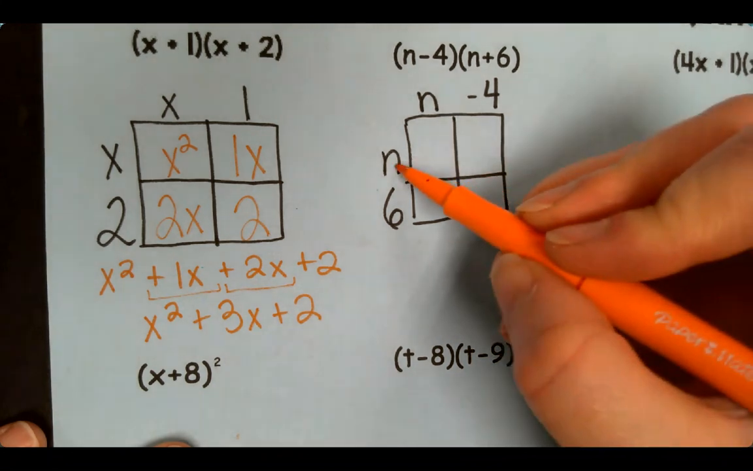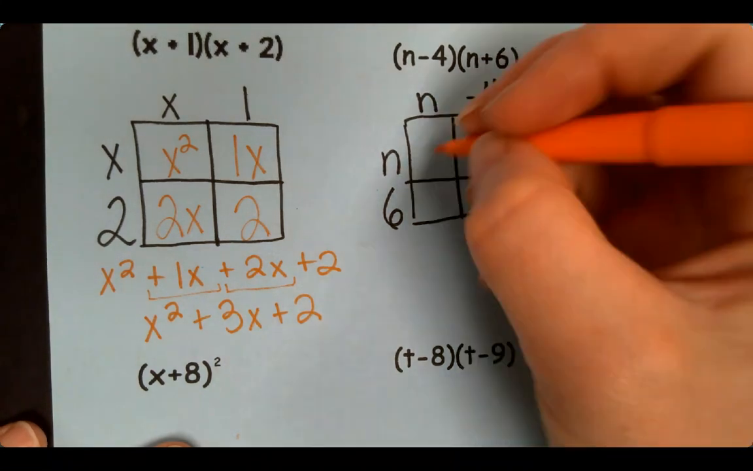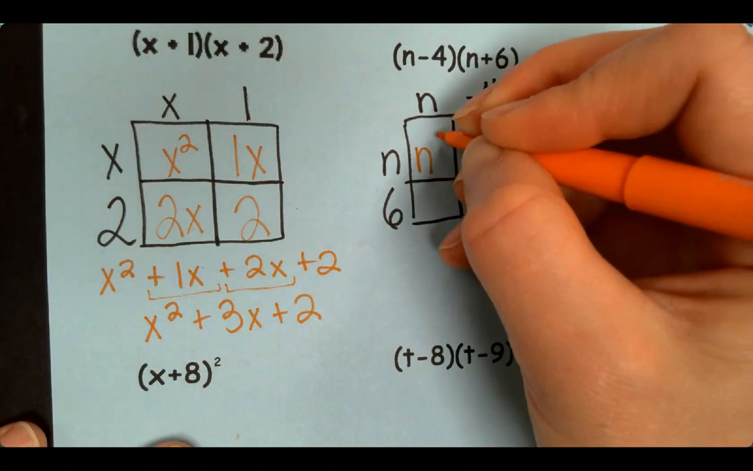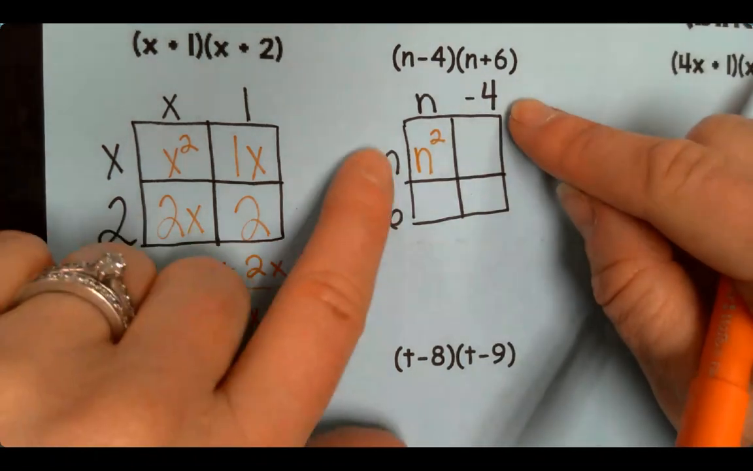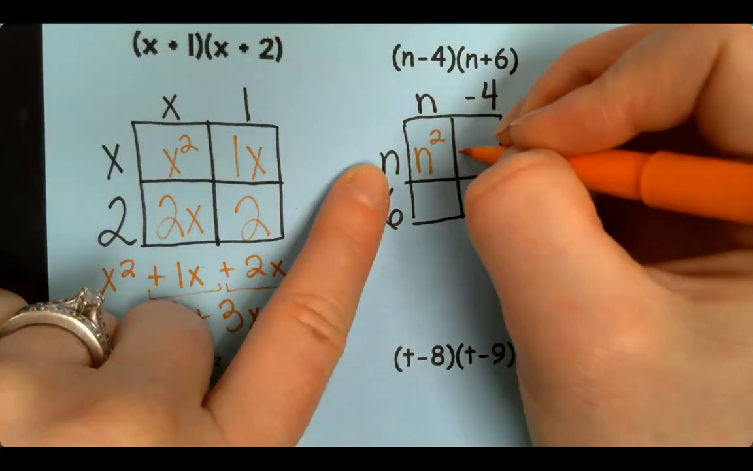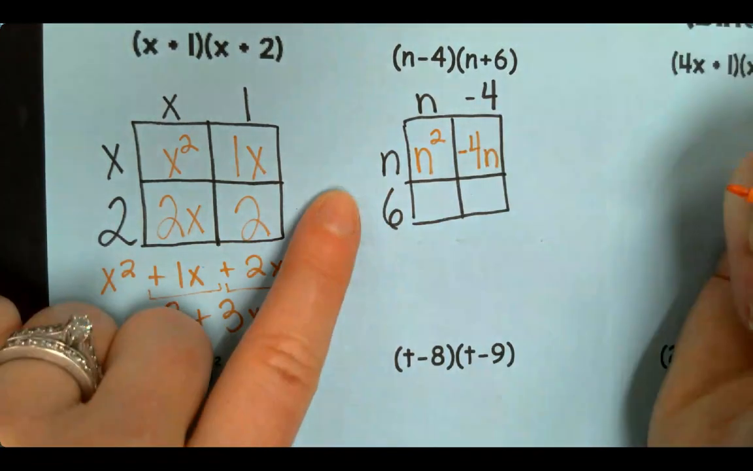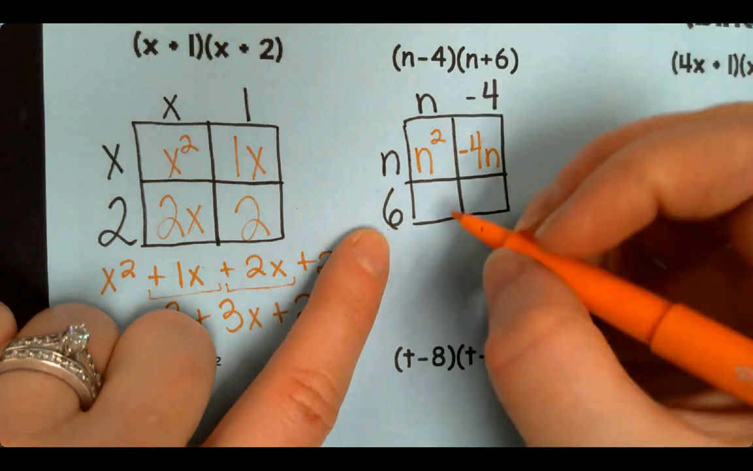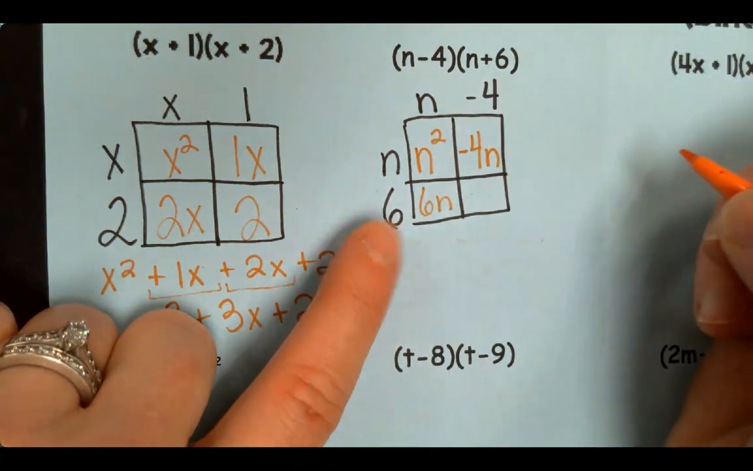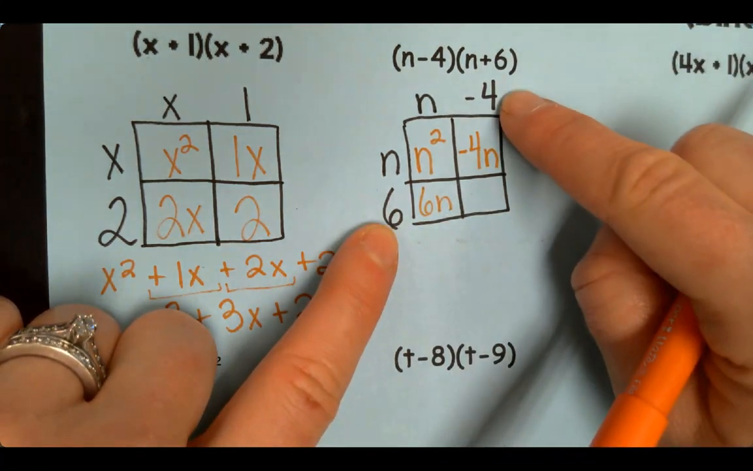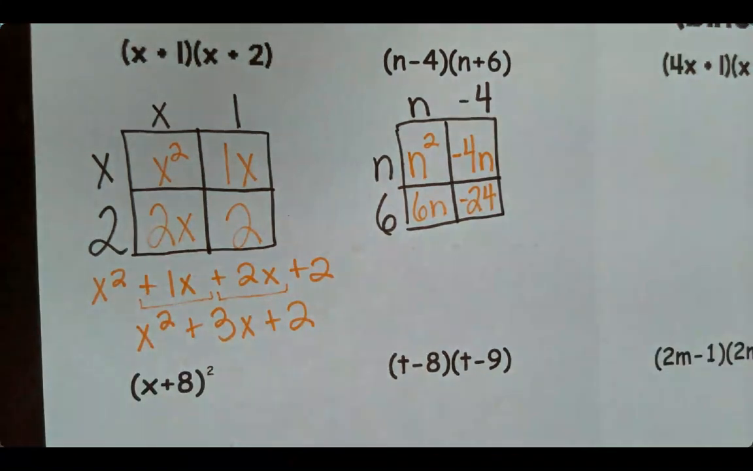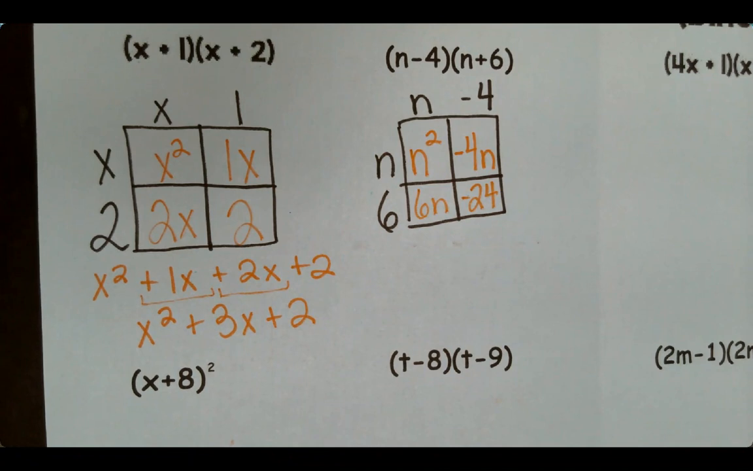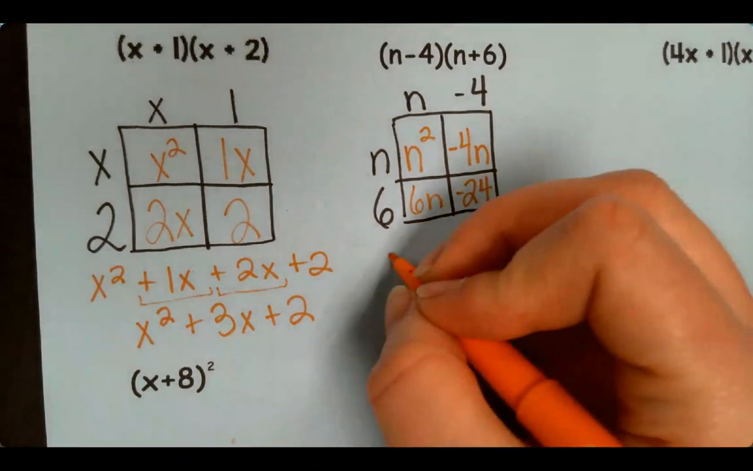All right, so same thing. N times n, what do we get? N what power? Squared, right? Negative 4 times n. Yep. 6 times n. 6 times negative 4. Right. So then rewrite.